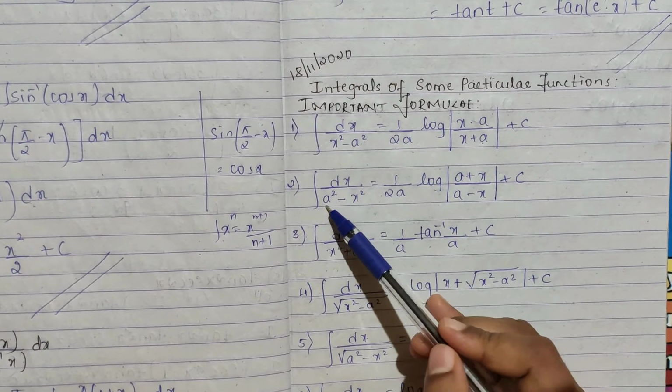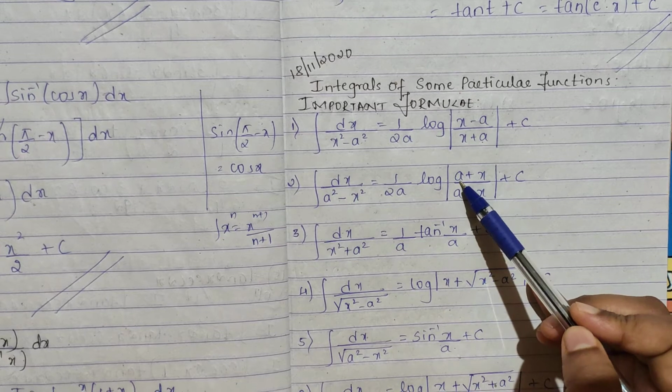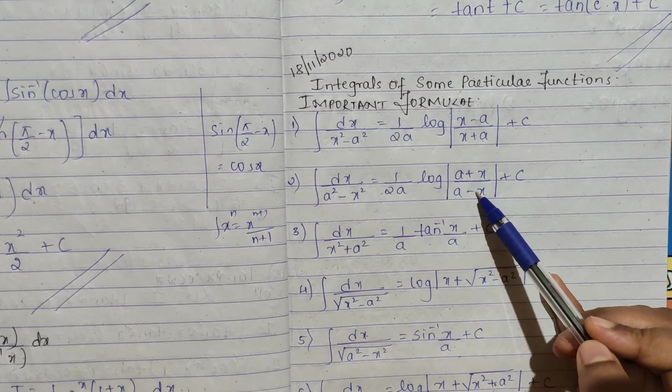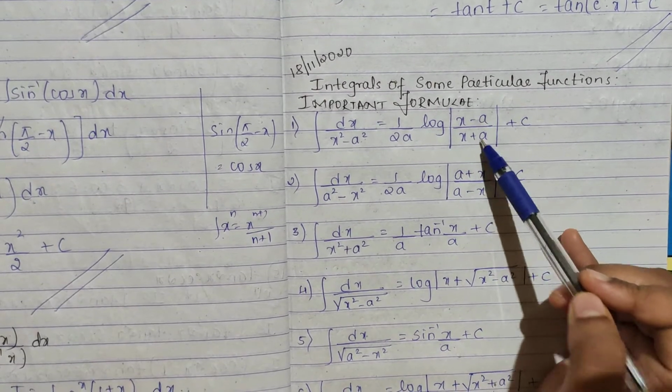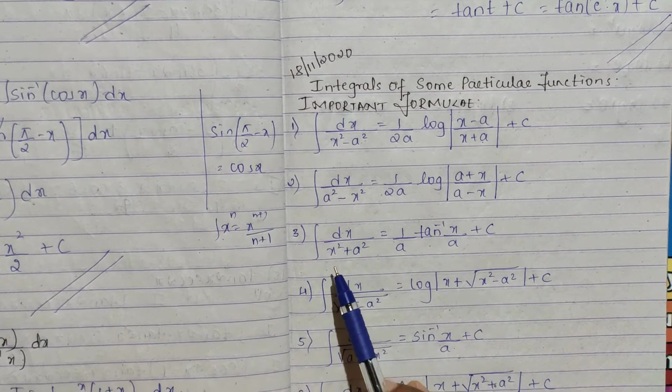Same here, just opposite: a square minus x square. It will be the same, just first it will be a, then x, and it will be a plus x by a minus x. Here it is x minus a by x plus a; here it will be a plus x by a minus x, when it is a square minus x square.